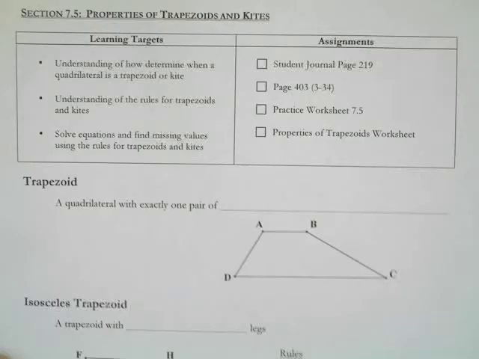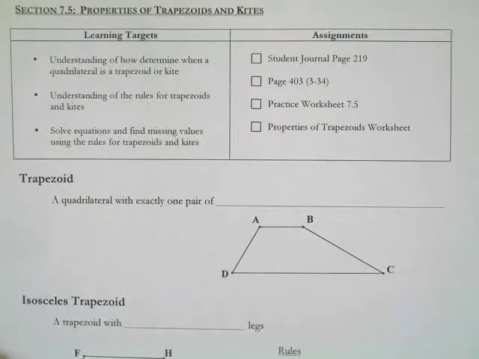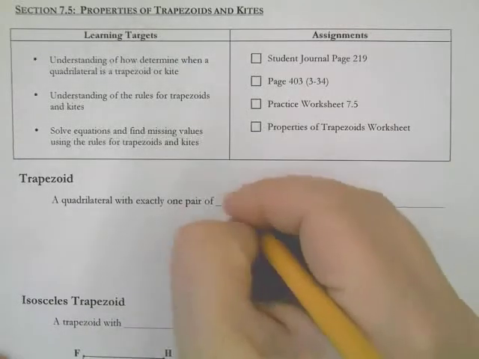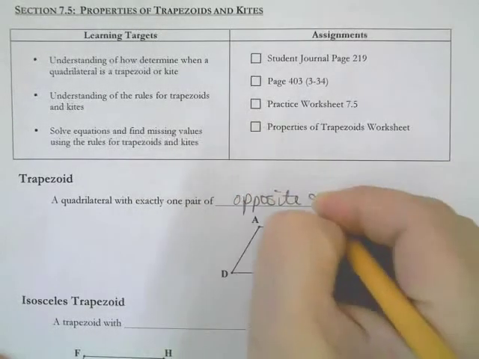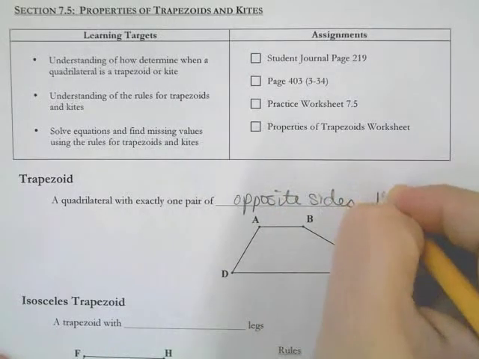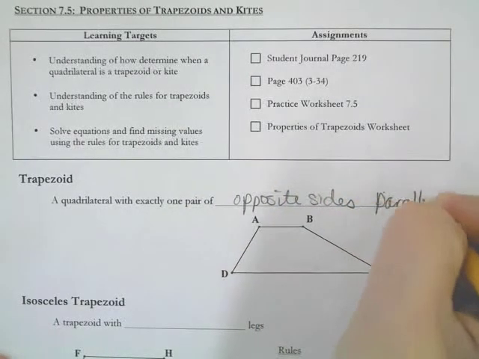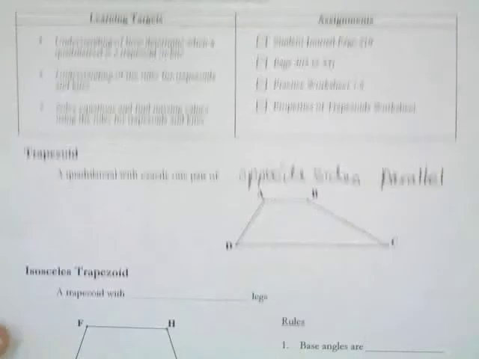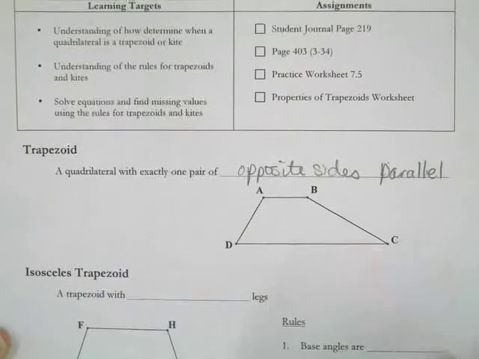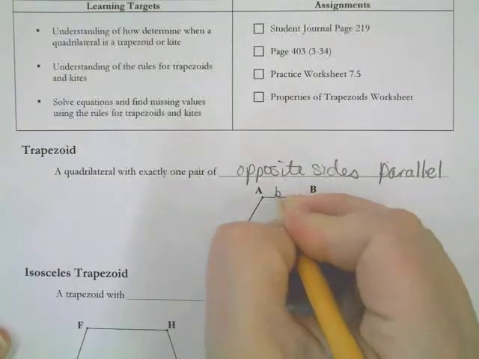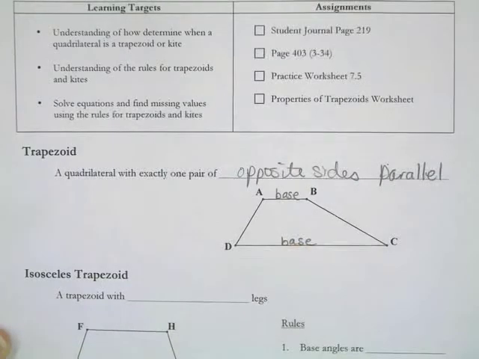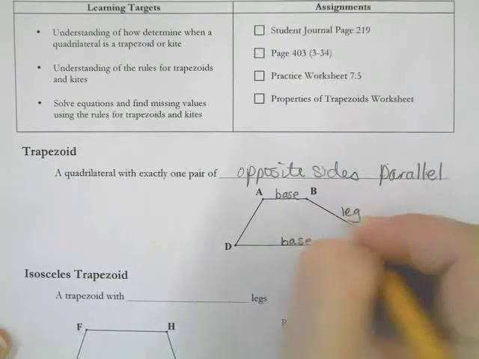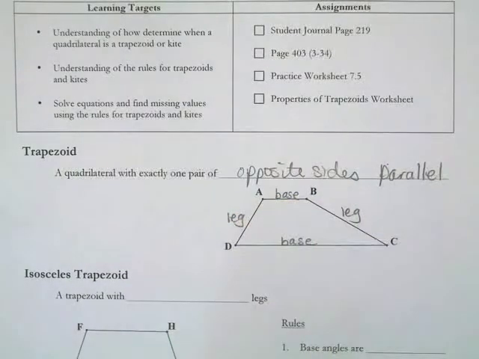So a trapezoid is a quadrilateral with exactly one pair of opposite sides parallel. If it was 2 sides parallel, then it would be a parallelogram. So the parallel sides are called your bases. Those are the bases. The non-parallel sides, these are your legs. Okay?